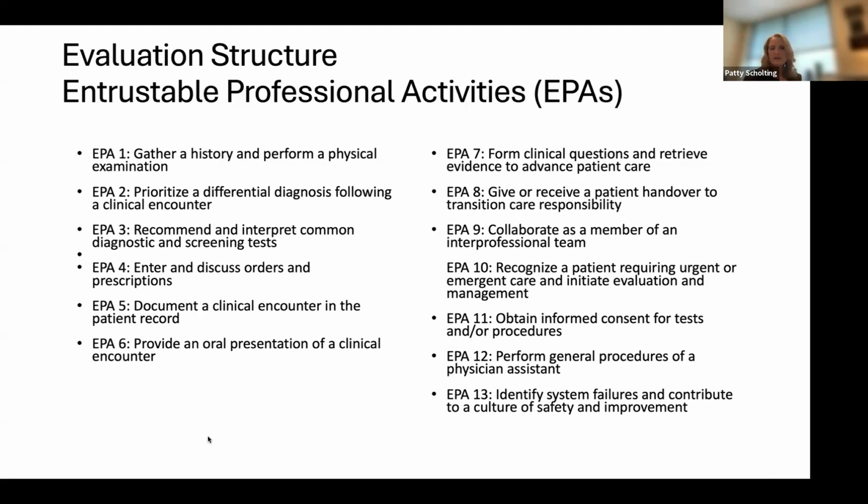And as you can see, they're pretty simplistic in regards to activities. Descriptors, EPA 1 is basically gather a history and perform a physical exam. 2 is the differential diagnosing. 3 is the ordering of diagnostic, interpreting of diagnostic studies, discussing and entering prescriptions, and then document a clinical encounter. And that continues on with some of the basic things that students do or we do in our clinical practice on a daily basis.